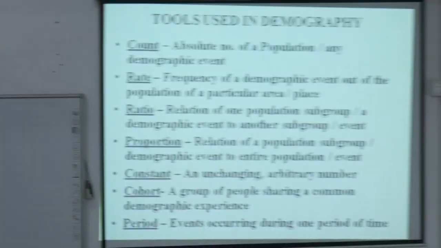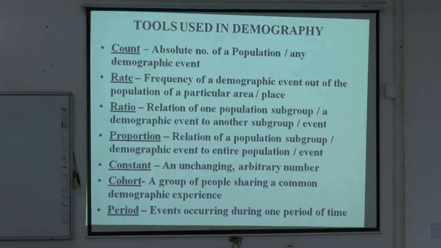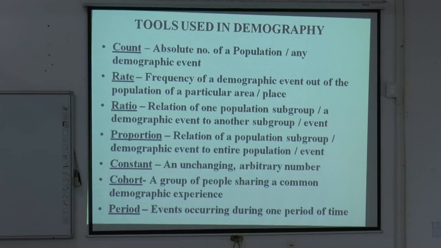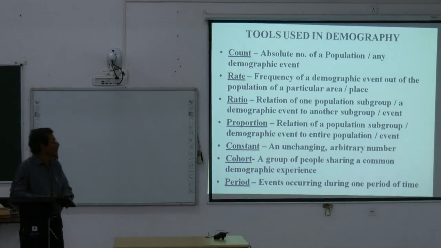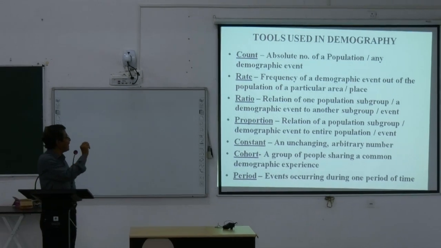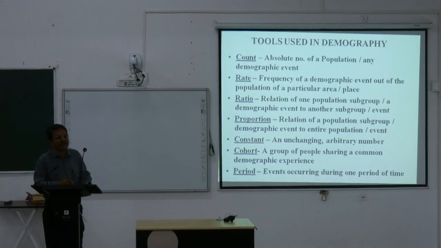Or what is the number of births? Count. What is the number of marriages? What is the number of separations, divorce or separation? That's count. Rate is very frequently used in demography. So rate means the frequency of a demographic event out of the total population at a particular age.